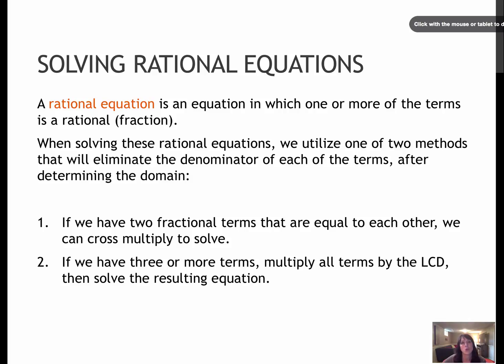We really have two choices. If we only have two terms and they are set equal to each other, the easiest way is to cross multiply and to solve the resulting equation. Most likely, however, we will have to do method 2, which is when we have 3 or more items. Just as we did with clearing fractions, we find the least common denominator and multiply every value by that denominator.